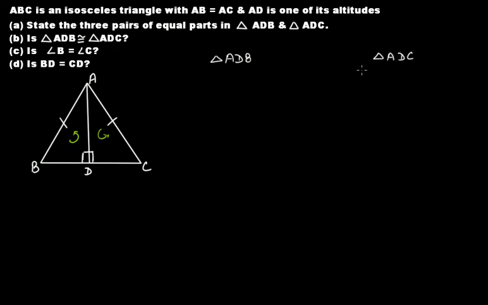What's the first pair that will be equal? You can see here this angle BDA of triangle ADB. In short, we can write angle D of triangle ADB is equal to angle CDA, angle D of triangle ADC. Why are these two equal? Because they both make right angles. They are both at right angle, therefore these are equal to 90 degrees. This is the first pair of equal parts.